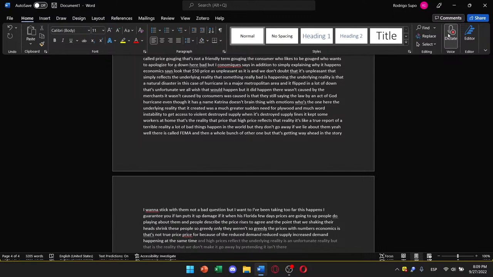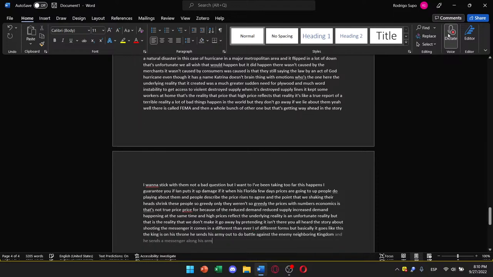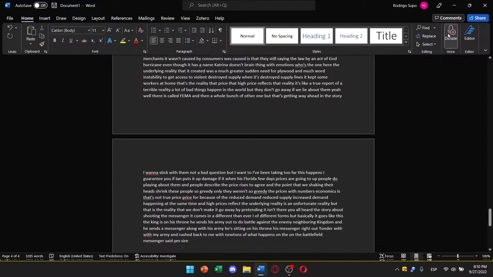You all heard the story about shooting the messenger. It comes in a variety of different forms, but basically it goes like this. The king is on his throne, and he sends his army out to do battle against the enemy neighboring kingdom. And he sends a messenger along with his army. And he's sitting on his throne. He says, messenger, ride out yonder with my army, and rush back to me with news of what happens on the battlefield. The messenger says, yes, sire. So the messenger goes off.